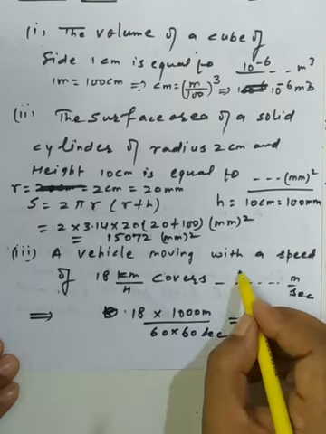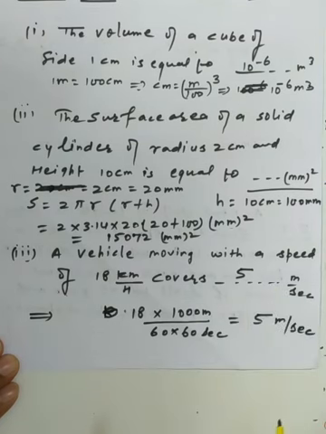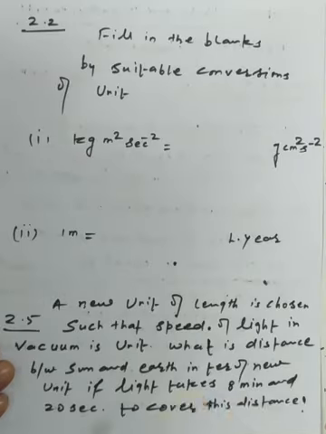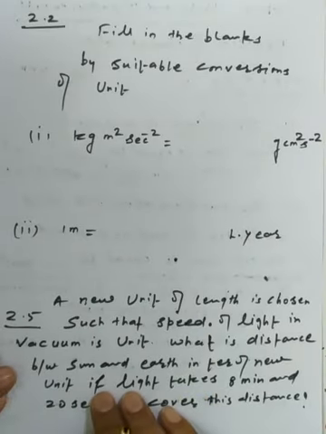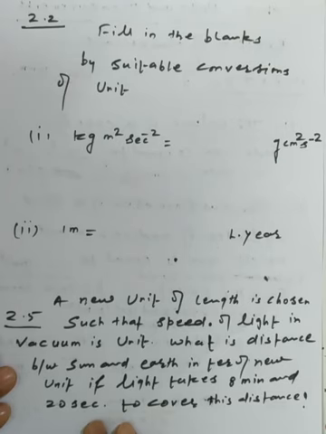So in the place of the fill in the blank, we have to write 5. This is the conversion of that part. Now the next question, exercise question number 2.2, fill in the blank by the suitable conversions.